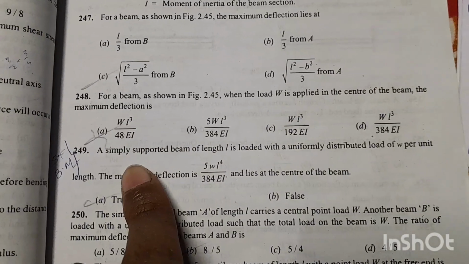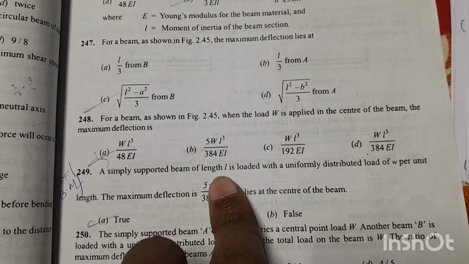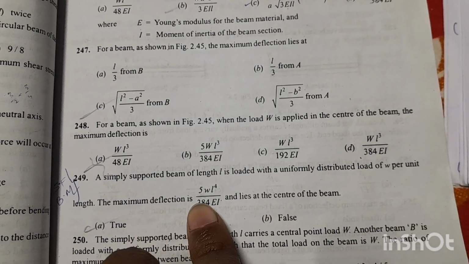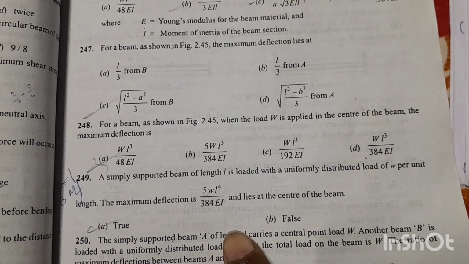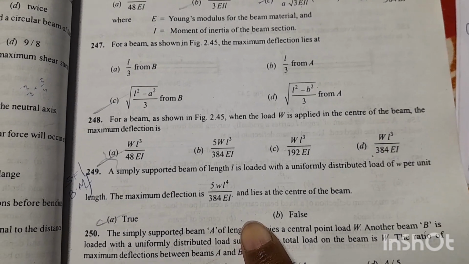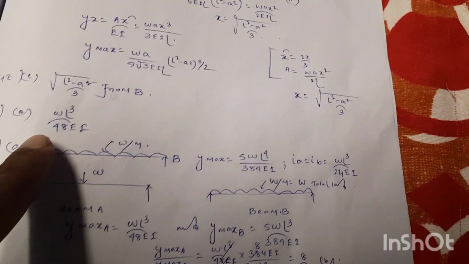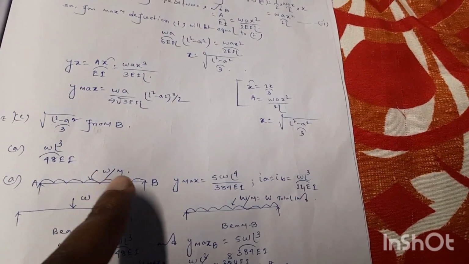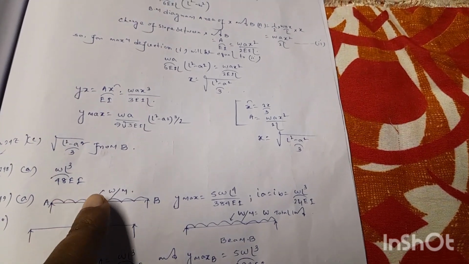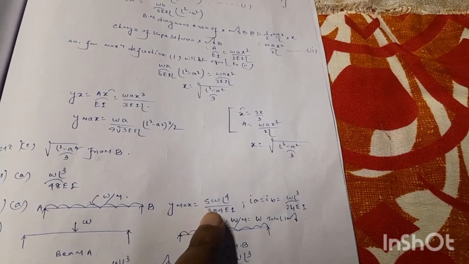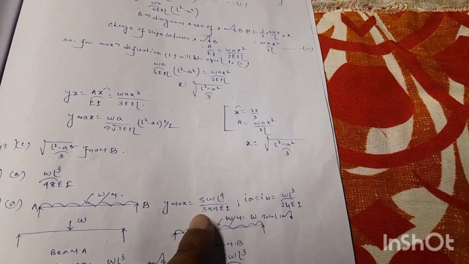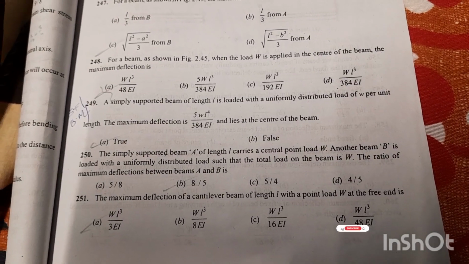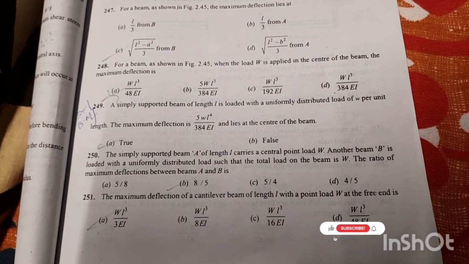Next question 249. A simply supported beam of length L is loaded with a uniformly distributed load W per unit length. The maximum deflection is 5 W L to the power 4 by 384 E I and lies at the center of the beam. As per the question, for a simply supported beam AB subjected to a uniformly distributed load, the maximum deflection will be at the center and it will be equal to Y max equal to 5 W L to the power 4 divided by 384 E I. Question number 249, option A will be the right answer, true.